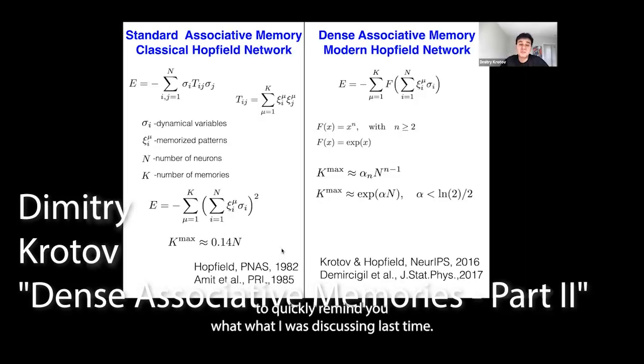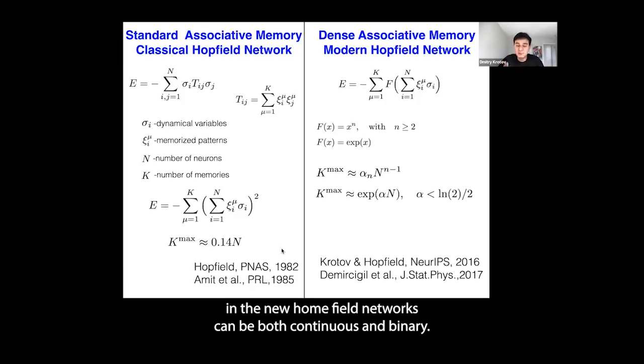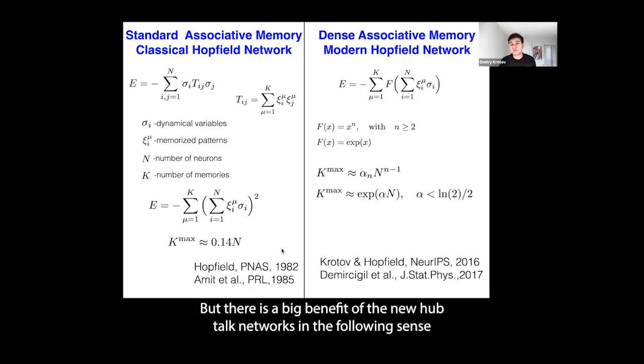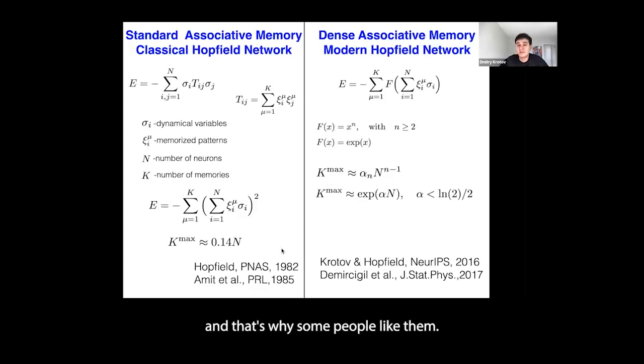So just to quickly remind you what I was discussing last time. Essentially, there are two kinds of Hopfield networks on the market, right? The old Hopfield networks and the new Hopfield networks. The old Hopfield networks can be continuous or binary, and the new Hopfield networks can be both continuous and binary. And they're kind of solving the same problem, but there is a big benefit of the new Hopfield networks in the following sense: the amount of information that you can store in the new Hopfield networks is decoupled from the dimensionality of the input space. So you can have an input space of any dimension, even a very small dimension, and you can still store many memories.